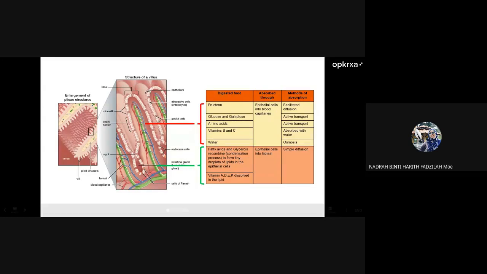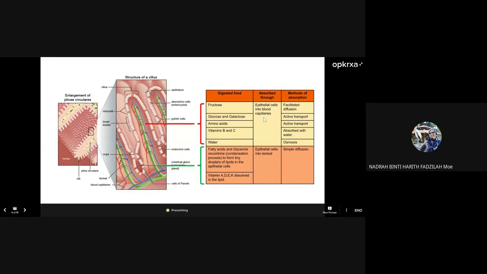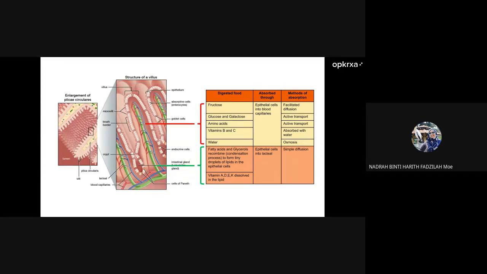So kenapa kena buat active transport? We don't want to leave any of the digested glucose and amino acid behind, stay inside the lumen. Sebab kalau ada glucose dengan amino acid, whatever that is not absorbed here, it will move along to the large intestine, nanti jadi waste material pula lah.